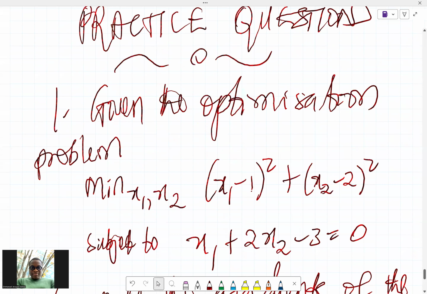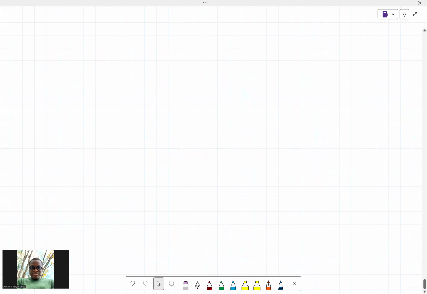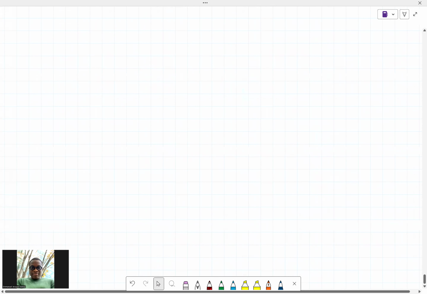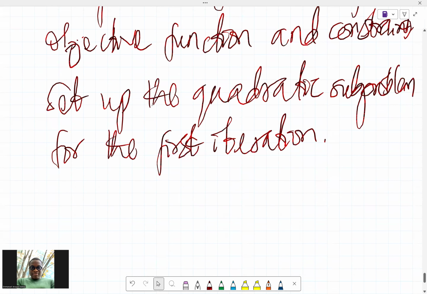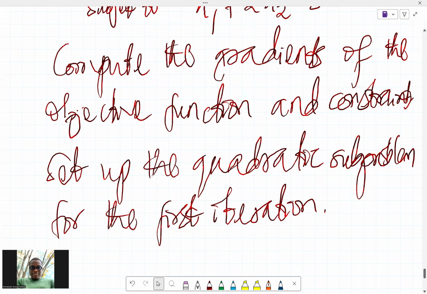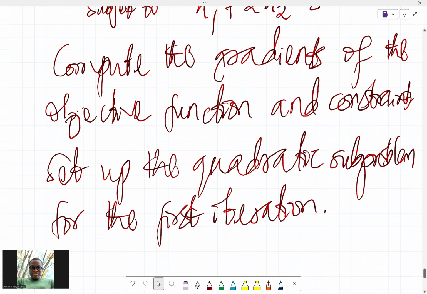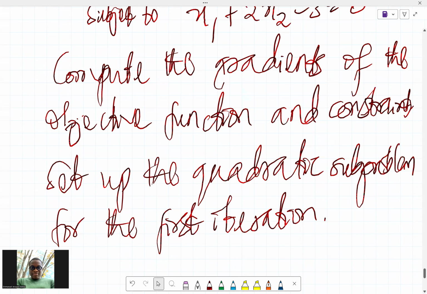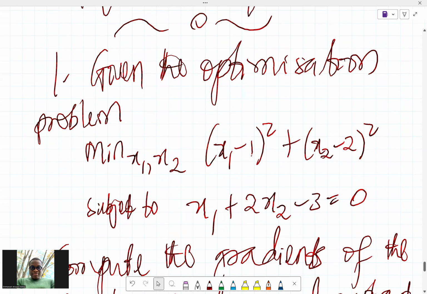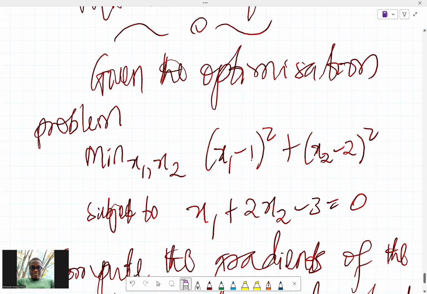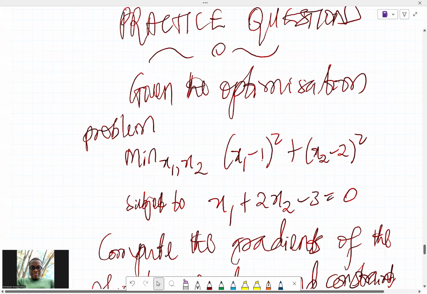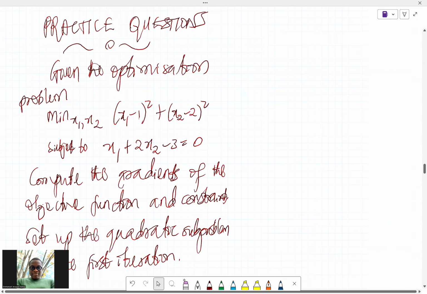For question 2, let's go this way. Okay, I think I want to stop with this one question. The other question is something we've just taken care of. Let's just leave it as one question. That's what we have for sequential quadratic programming.